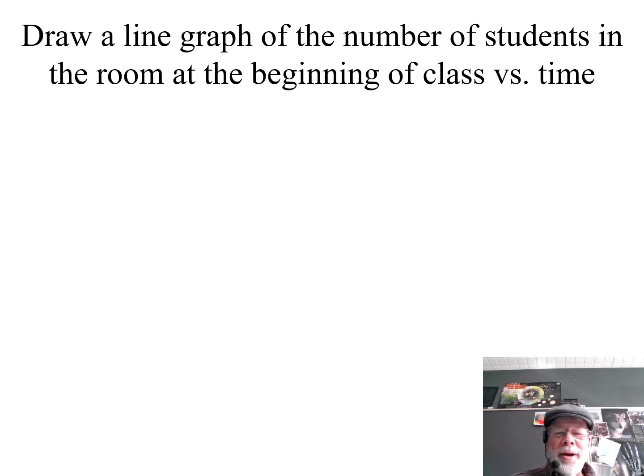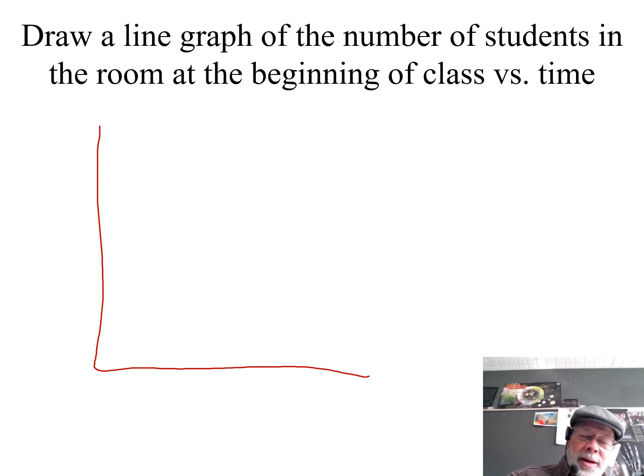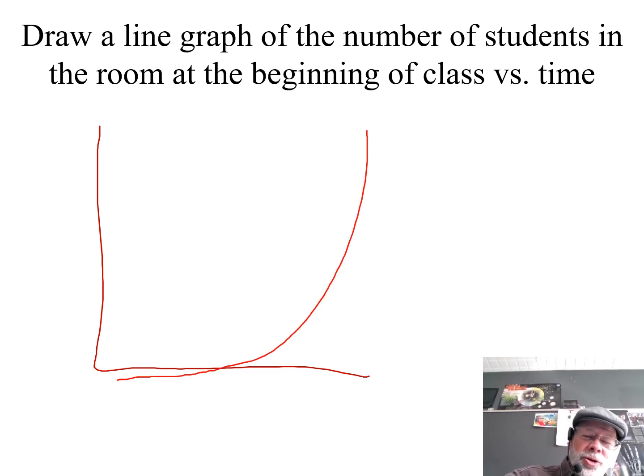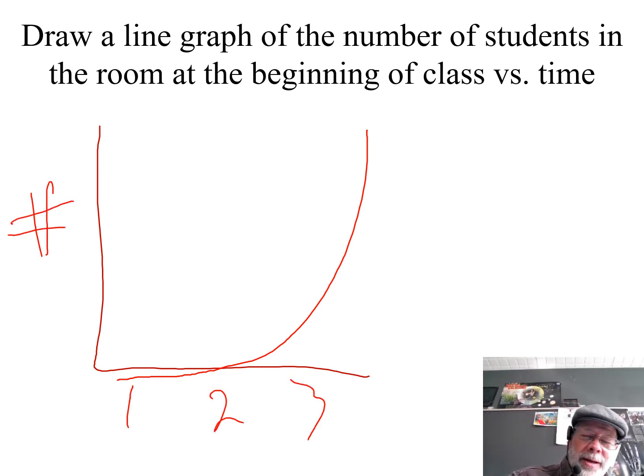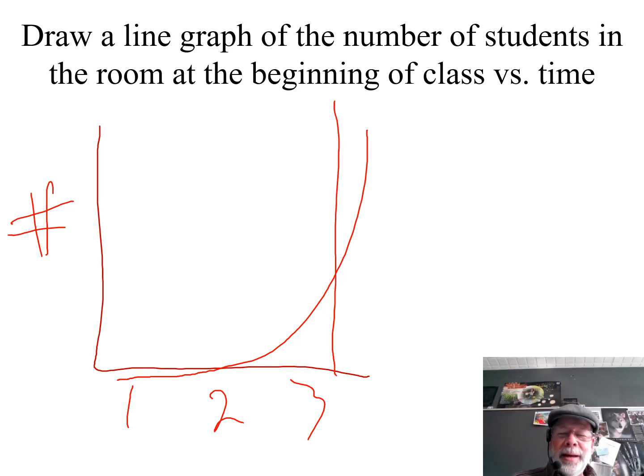So we draw a line graph of the number of students in the room at the beginning of class versus time. I have nobody for a number of minutes, and then just right at the end, so let me mark that. That would be the number of students. That's minute 1, 2, and 3. Here's the late bell right here, and that's when I have the kids coming in.